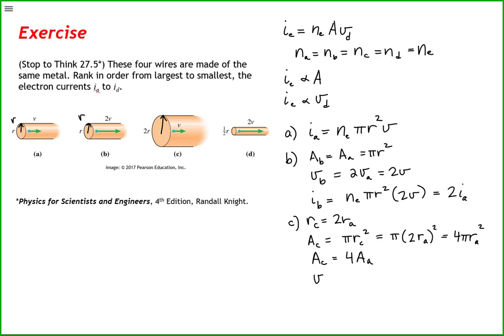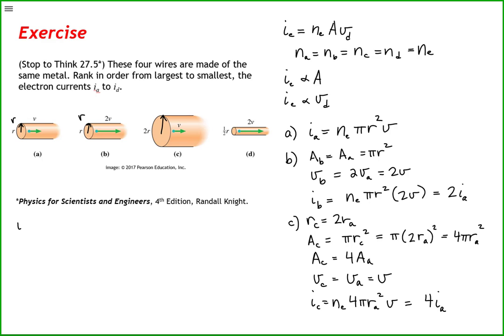Now the drift speed of the electrons in wire C is the same as the drift speed of the electrons in wire A. So what this means is that the electron current for wire C is equal to the number density times 4 times the cross-sectional area of wire A times the drift speed. So we could say that the electron current for wire C is 4 times the electron current for wire A. Now that makes sense, because if it's moving at the same speed as the electrons in wire A, and wire C has 4 times the area, then that's going to be many more particles that are able to cross that point in the same amount of time.